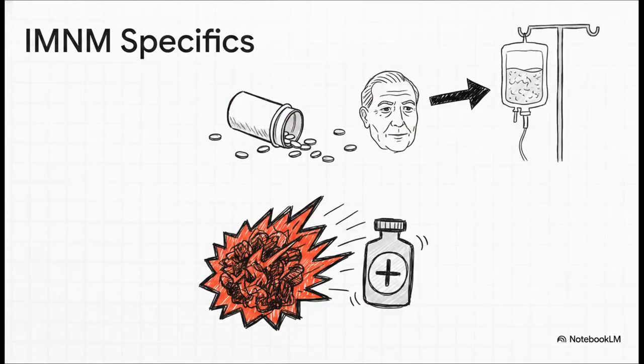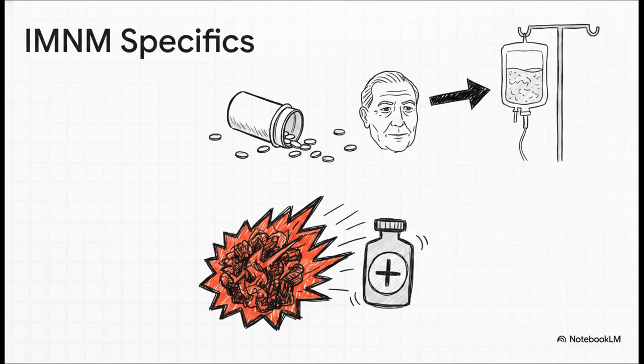Clinically speaking, when you suspect IMNM, you absolutely must test for these specific autoantibodies. First, anti-HMGCR. This can actually be triggered by statin use, especially in patients over 50. But here's the catch. Unlike a standard toxic statin myopathy, anti-HMGCR IMNM does not just go away by stopping the statin. The good news? It responds incredibly well to IVIG monotherapy.